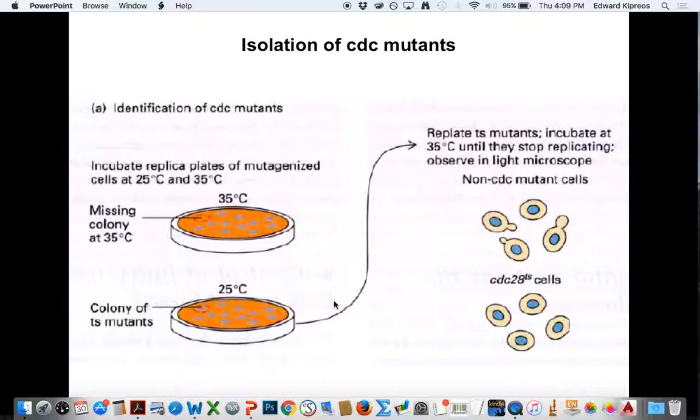All right, and let me just put it this way. It just has to be conditional. It has to be so you can turn it on and off. Why would you need to make it conditional? What would happen if a cell division cycle mutant were not conditional? Yeah, they wouldn't have any control over it. They could continue running through the cell cycle. So what would happen if it wasn't conditional and it was required, let's say, to go from G1 to S phase?